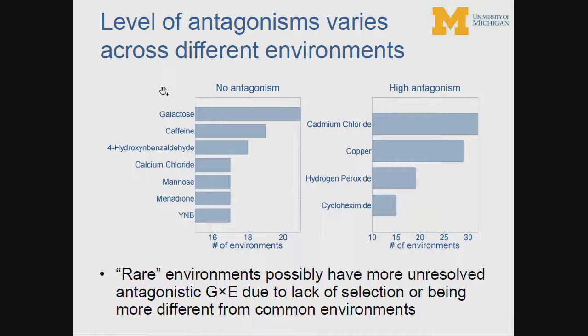And I also studied, are there any environments that are more likely to have antagonistic G-by-E with the other environments? In the left panel, I show the environments that are more than twofold enriched in the no antagonistic category. And in the right panel, I show the environments that are more than twofold enriched in the high antagonistic category. It seems like the environments that yeast could rarely encounter in nature have a higher chance of being in the high antagonism category. Which could be because these environments are just more dissimilar to the other environments used, or it could be that there are some antagonistic G-by-E that are unresolved by natural selection.